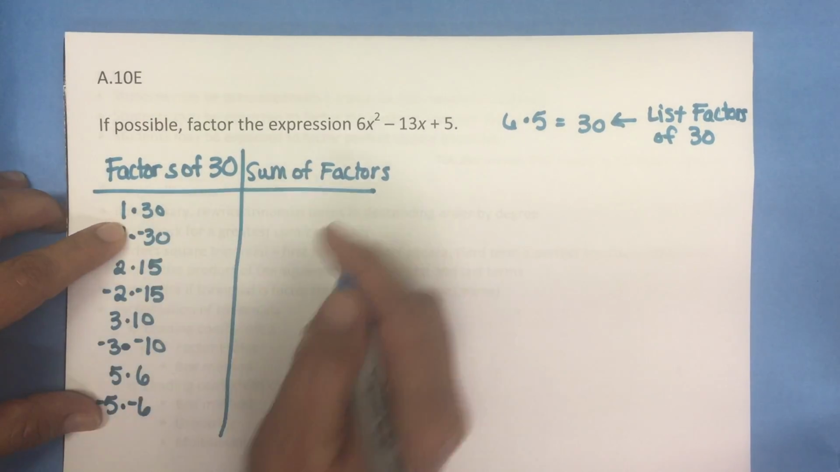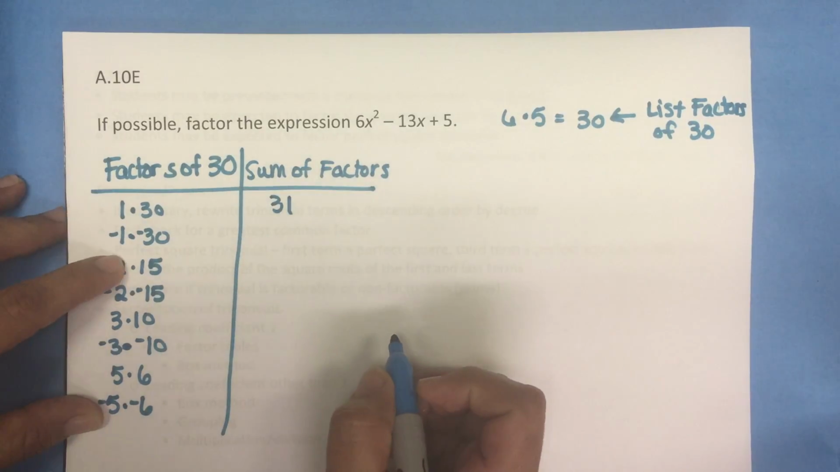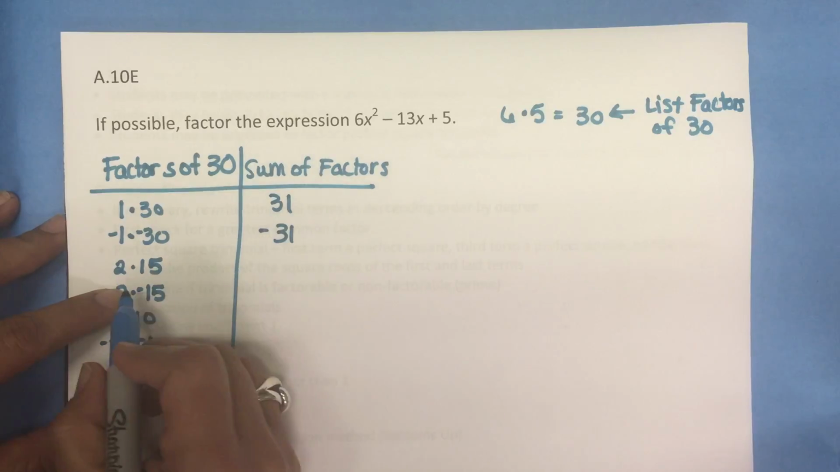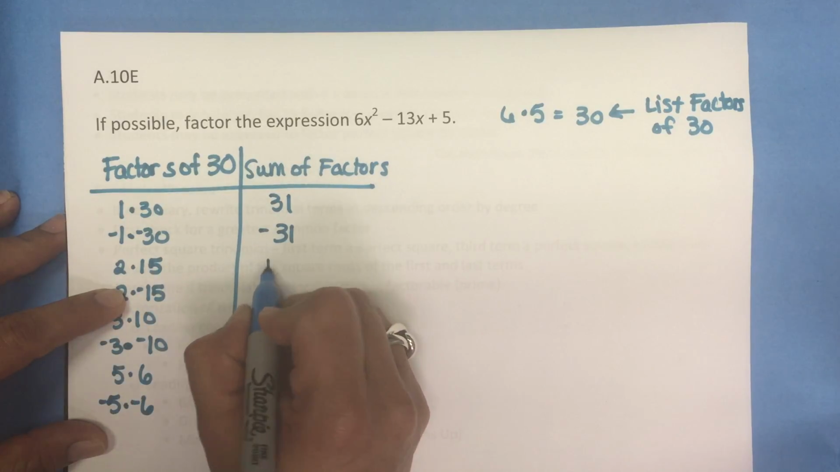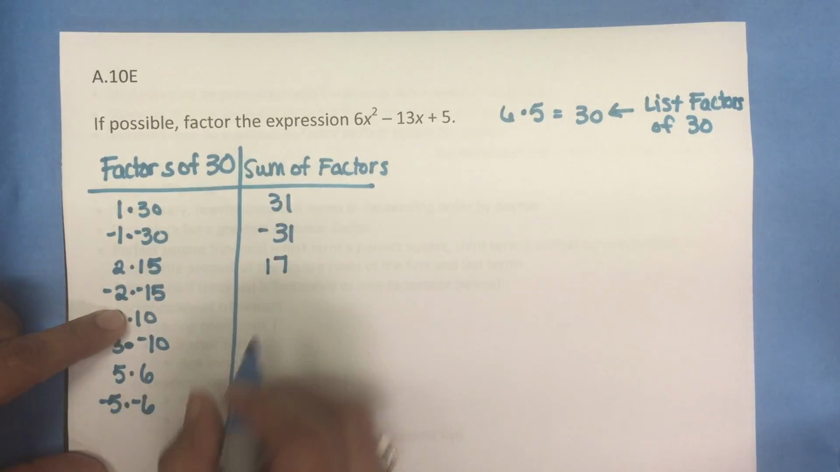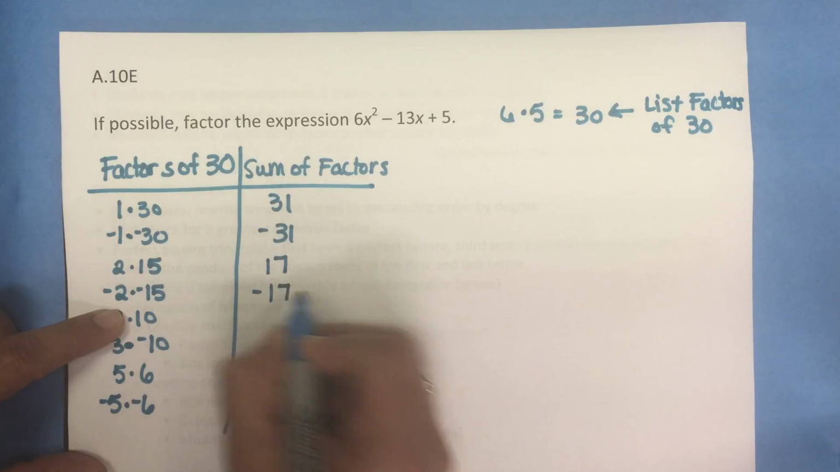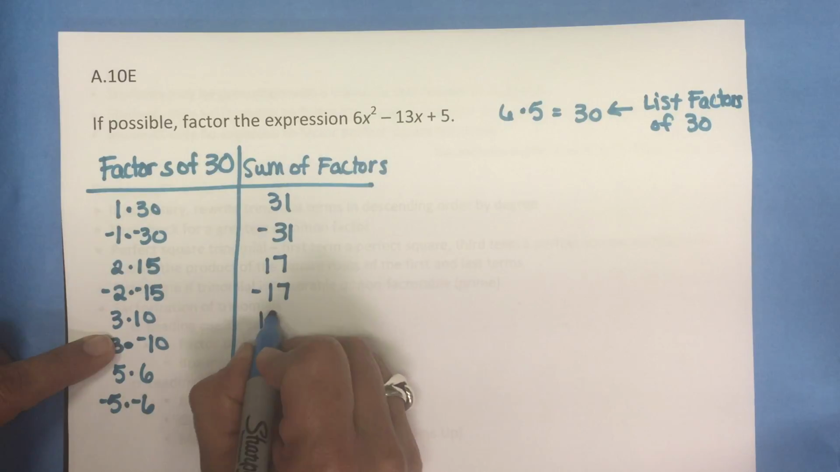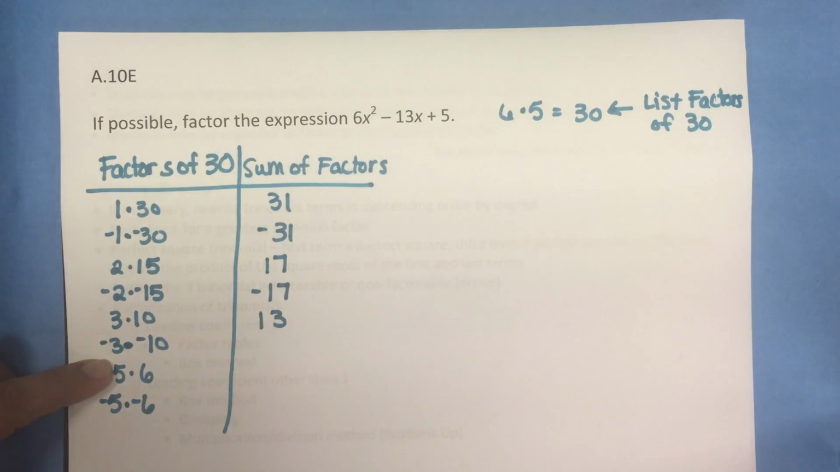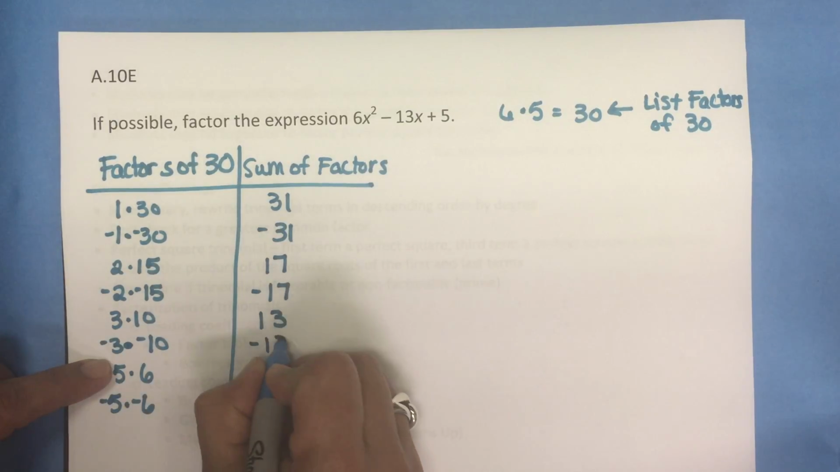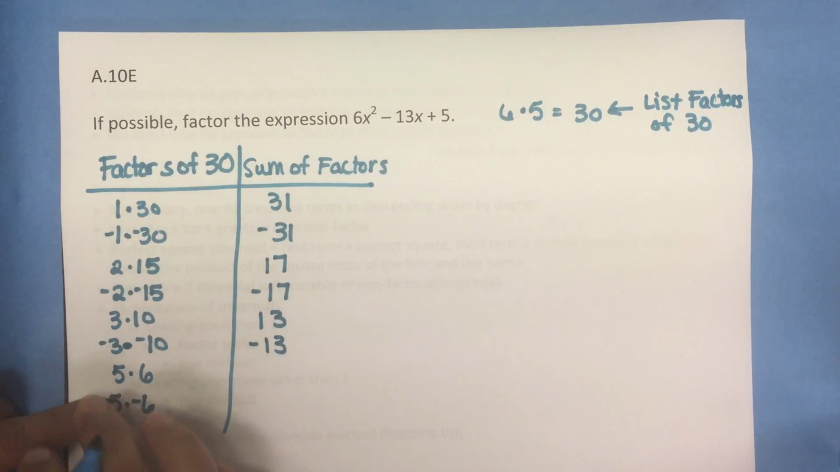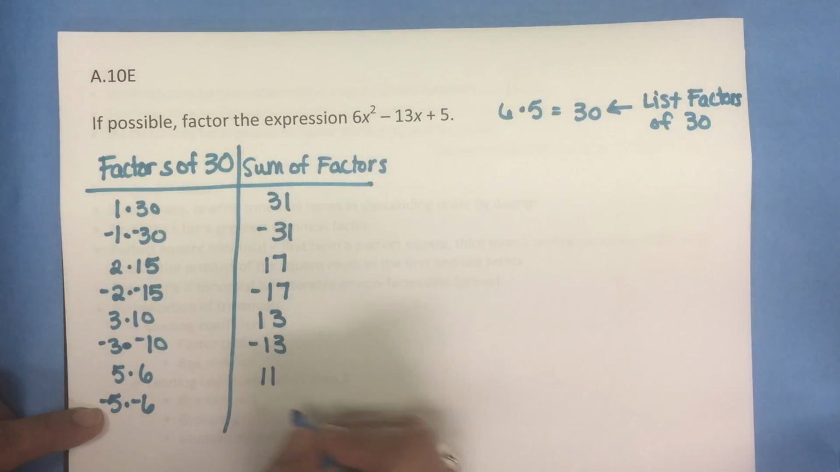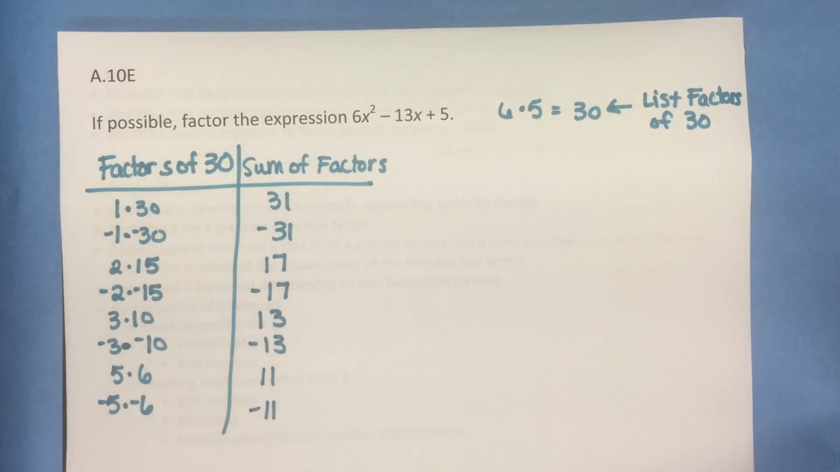The sum of 1 and 30 is 31. The sum of negative 1 and negative 30 is negative 31. The sum of 2 and 15 is 17. The sum of negative 2 and negative 15 is negative 17. The sum of 3 and 10 is 13. The sum of negative 3 and negative 10 is negative 13. The sum of 5 and 6 is 11, and the sum of negative 5 and negative 6 is negative 11.